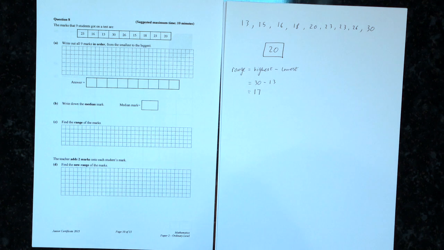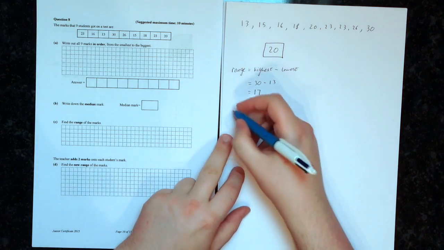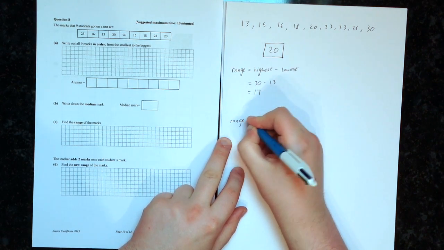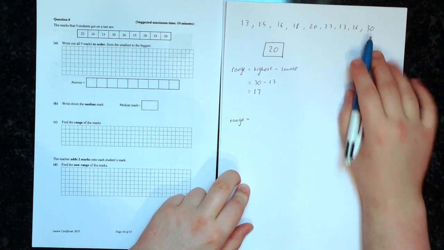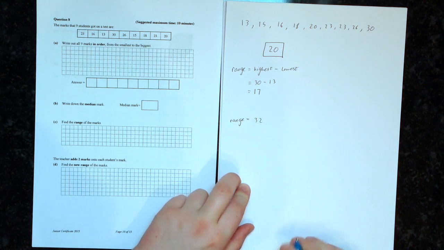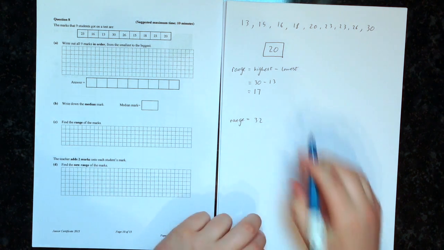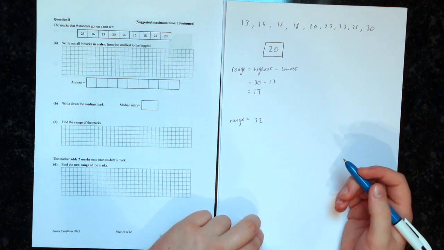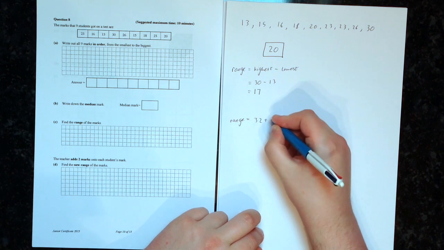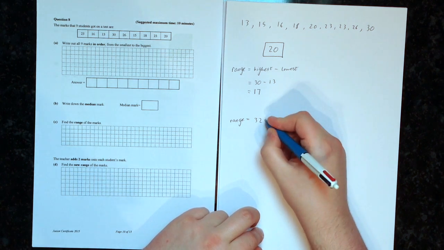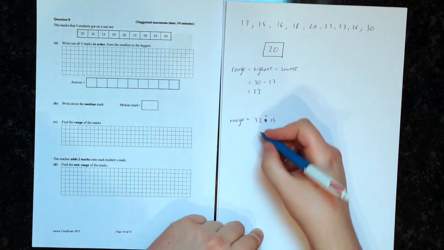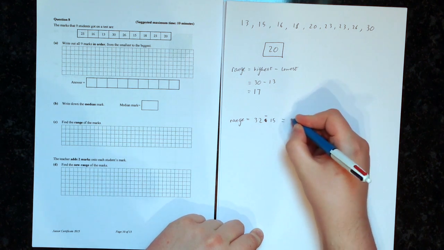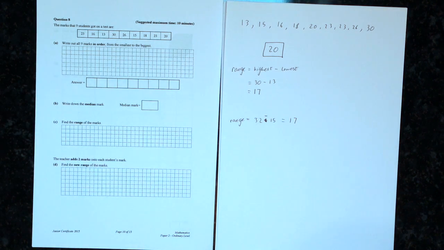Part D, the teacher adds 2 marks onto each student's mark. Find the new range of the marks. So now, the range will still be equal to the highest minus the lowest, but this time the highest will be 32 because he's added 2 marks onto each. And the lowest will be 15 because again he's added 2 marks onto each. And that's 32 minus 15. So 32 minus 15 is again equal to 17. So the range is still the same.